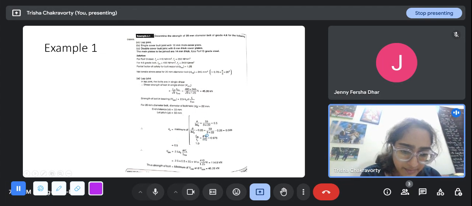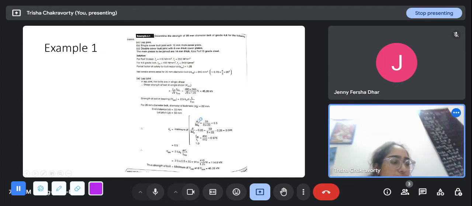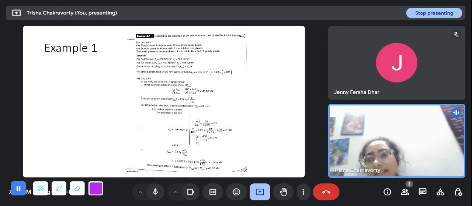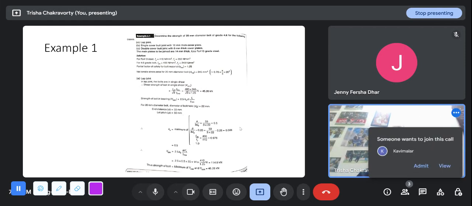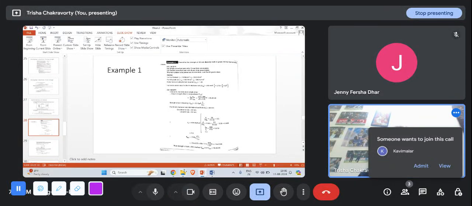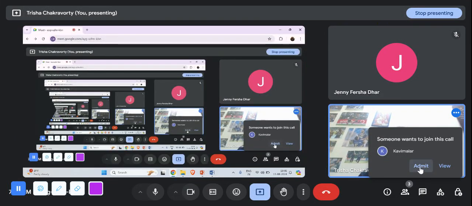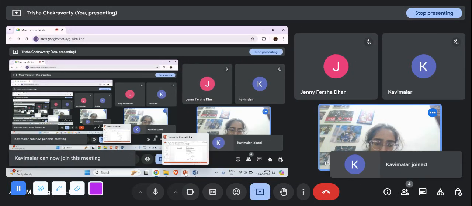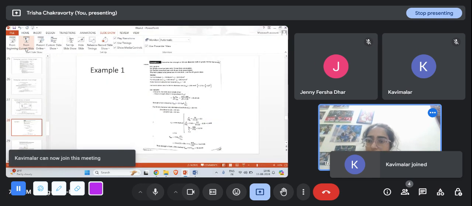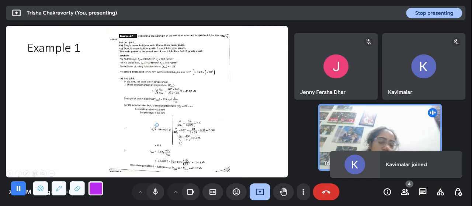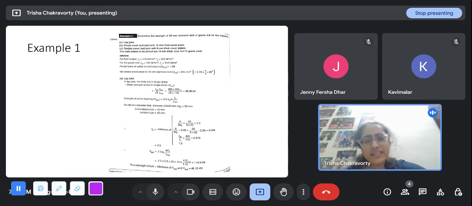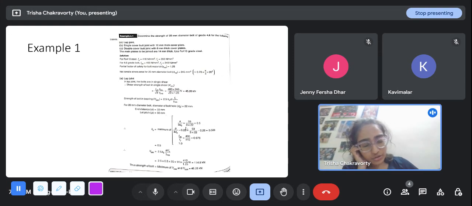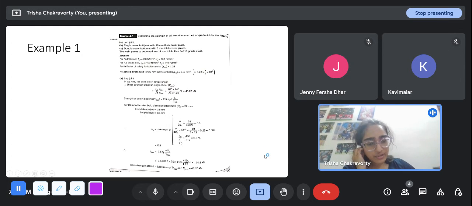Basically, the difference between analysis and design is that in analysis you have to remember the formulas for everything, and in design all these stipulations will be given to you. In some colleges they just allow you to use the IS code, so you must know where these clauses are given, but you don't have to remember these values.